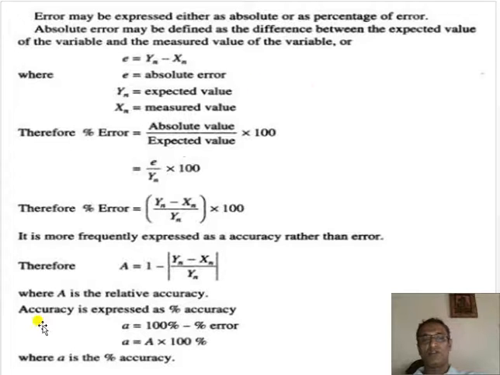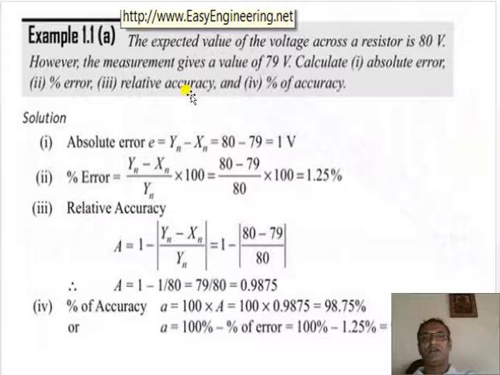Okay. So next we are going to solve some problems on this, and you can see the problem statement. It says that the expected value of the voltage across a resistor is 80 volts. However, the measurement gives a value of 79 volts. Calculate the absolute error, percentage error, relative accuracy, and percentage accuracy.